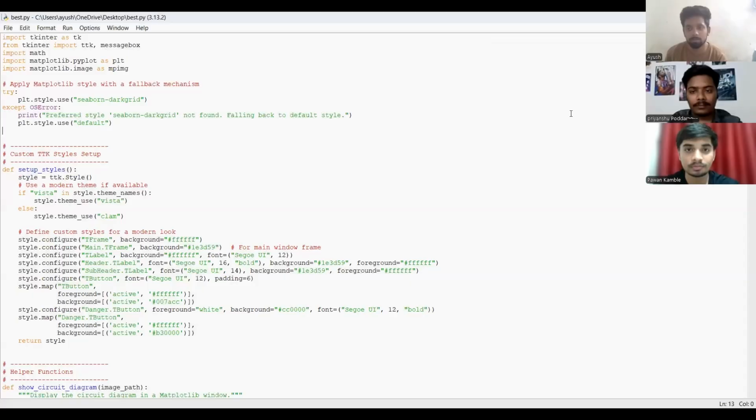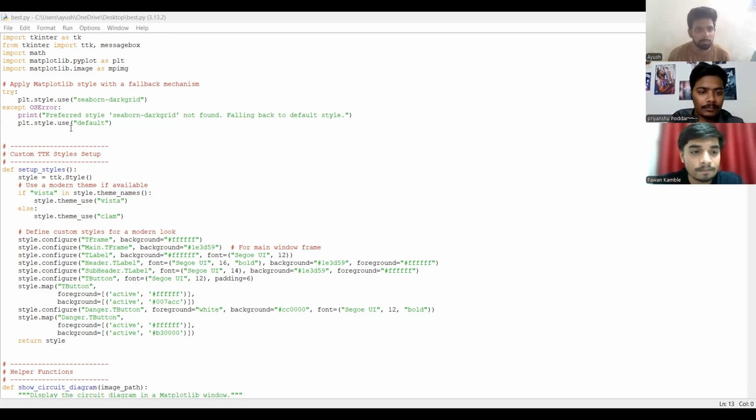Simulation. This is the code of our project, the Python Electronic Virtual Lab. We have used three libraries here: Tkinter, Matplotlib, and an additional library for image generation. At the start of the code, we have set up the whole GUI, that is our interface, what theme it should have and what background it should have.